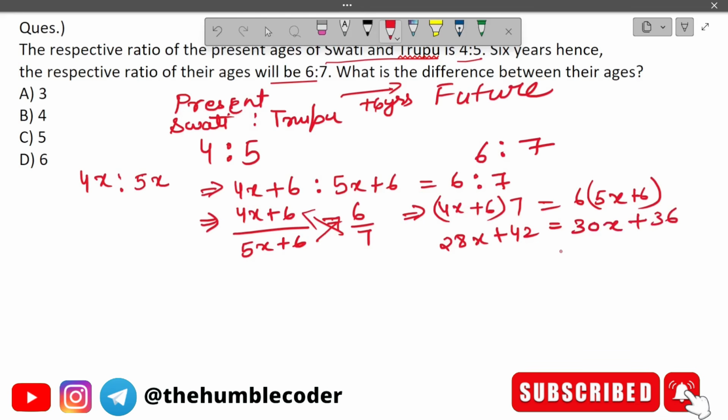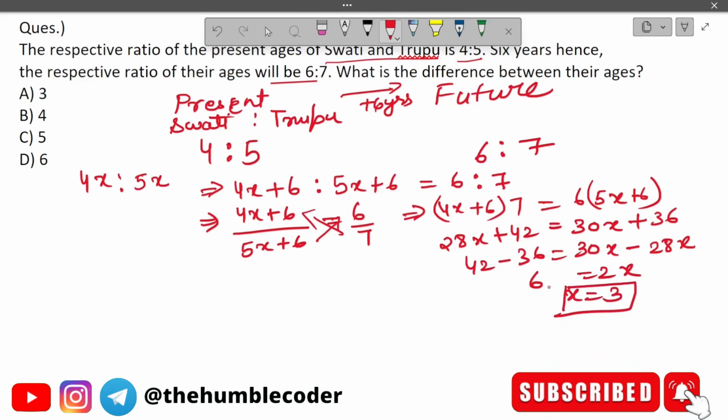Okay, so 30x minus 28x is going to be 2x, and on this side, 42 minus 36 is how much? 4 plus 2, 6. Okay, so in this way we will get the x value as 3. But this is not our answer. What we were told is we need to find the difference between their ages.